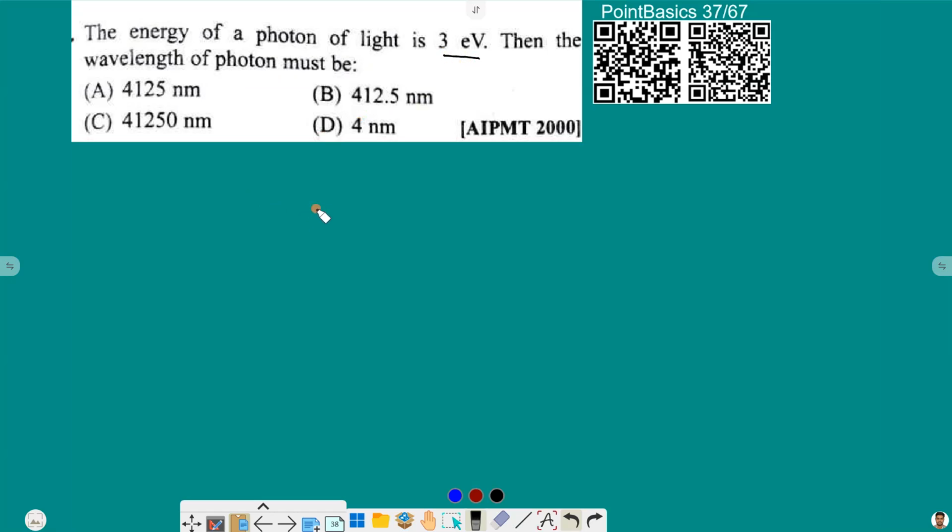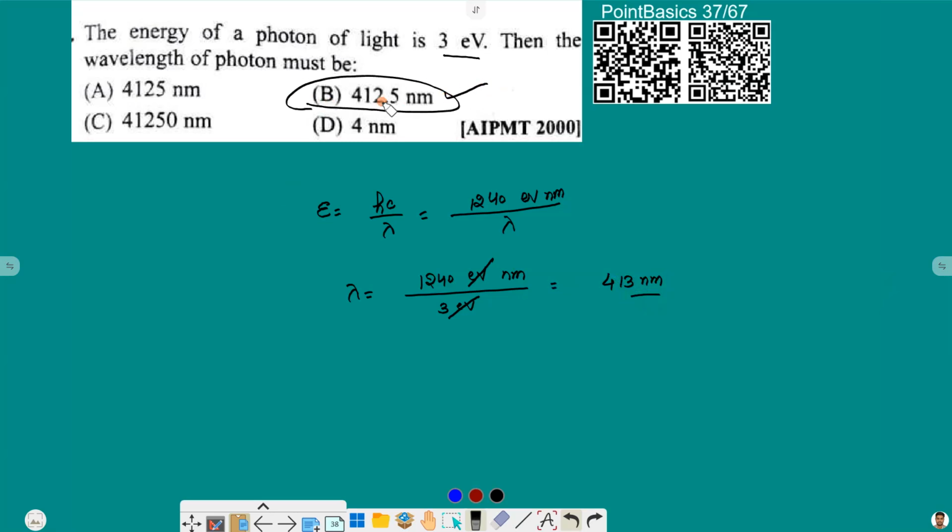For that we have the straightforward relation that E is equal to hc by lambda, and that is 1240 electron volt nanometer. That is the value of hc, divided by lambda. Now E is 3 electron volt, so we can write lambda will be 1240 electron volt nanometer divided by 3 electron volt. Electron volts get cancelled, and this will give us 413 nanometer approximately, and that matches with option B here.